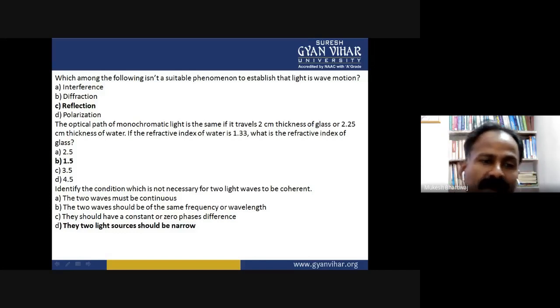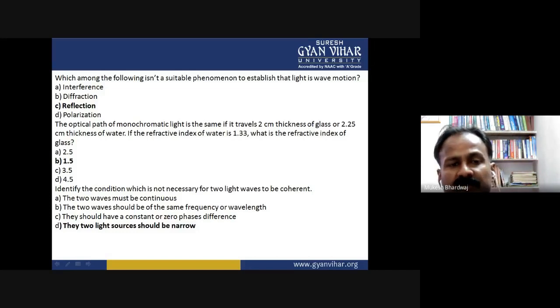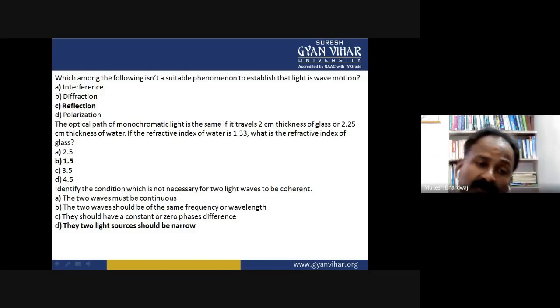Now this numerical: the optical path of monochromatic light is the same if it travels 2 centimeters thickness of glass or 2.25 centimeters thickness of water. If the refractive index of water is 1.33, what is the refractive index of the glass? The parameters are with you. Put them in the formula and get the refractive index.